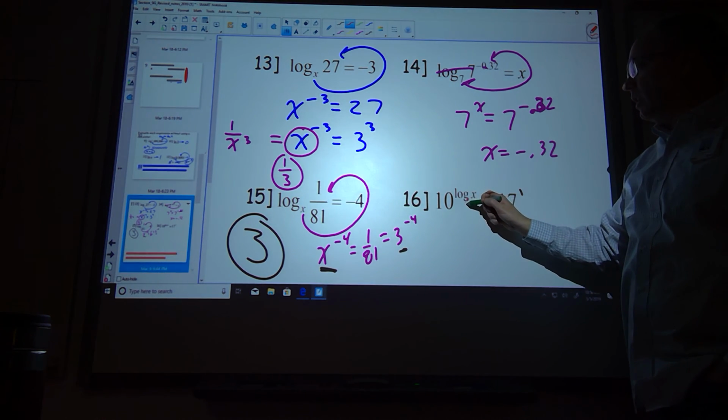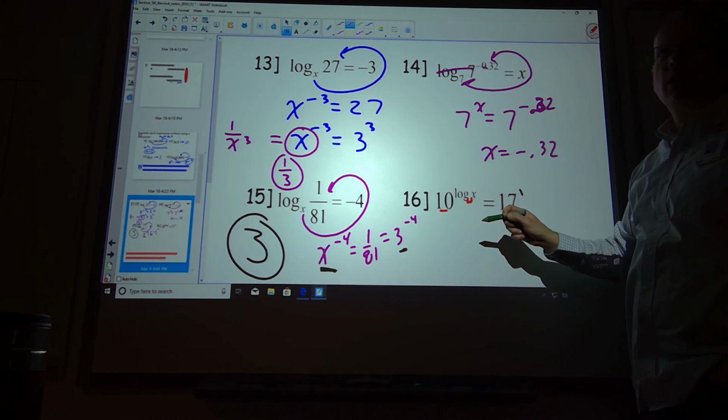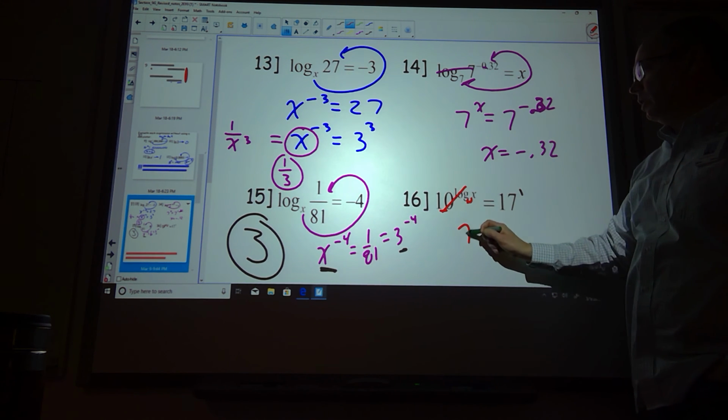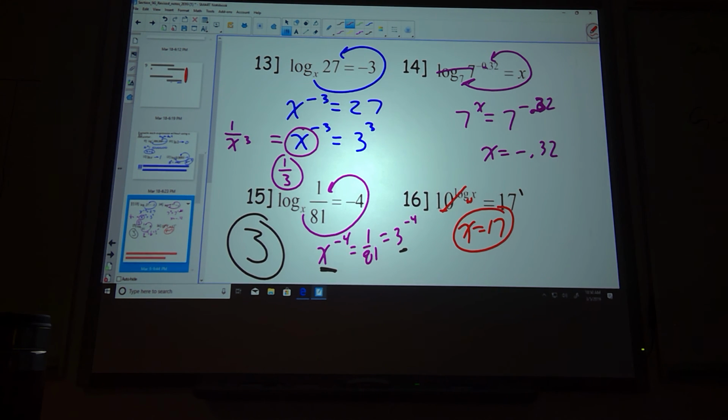Log x is the same thing as log base 10 of x, yes? This 10 and this 10 are the same, those cancel, so I get x equals 17, done. So anytime you have 10 to the log x, it's just going to be x. If you had 3 to the log base 3 of x equals 7, then x equals 7. If this and this match, they cancel.